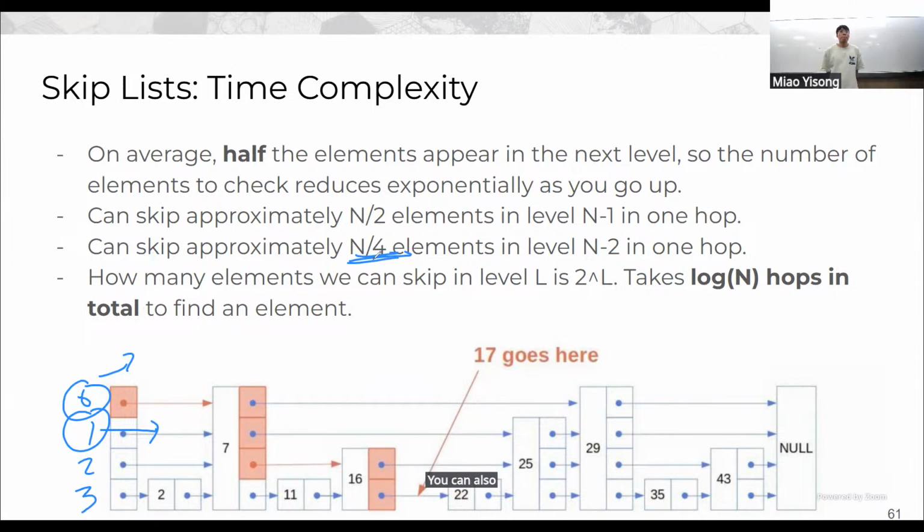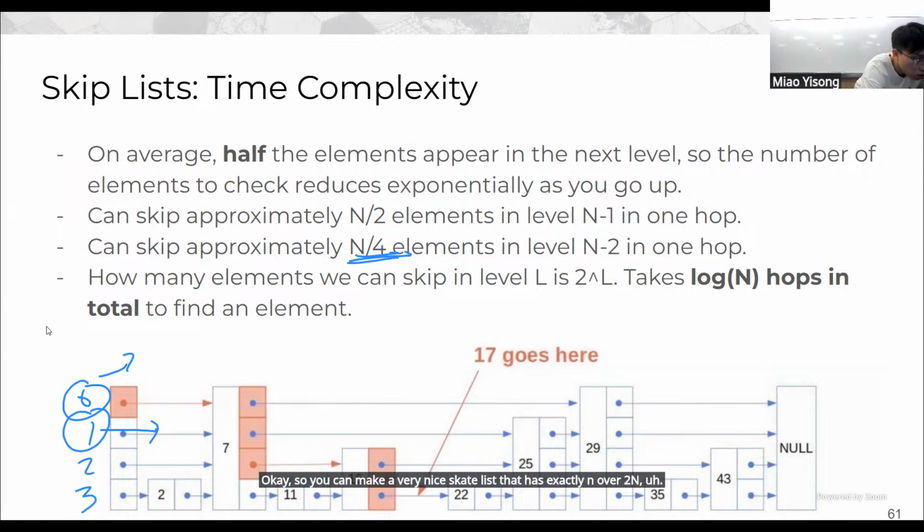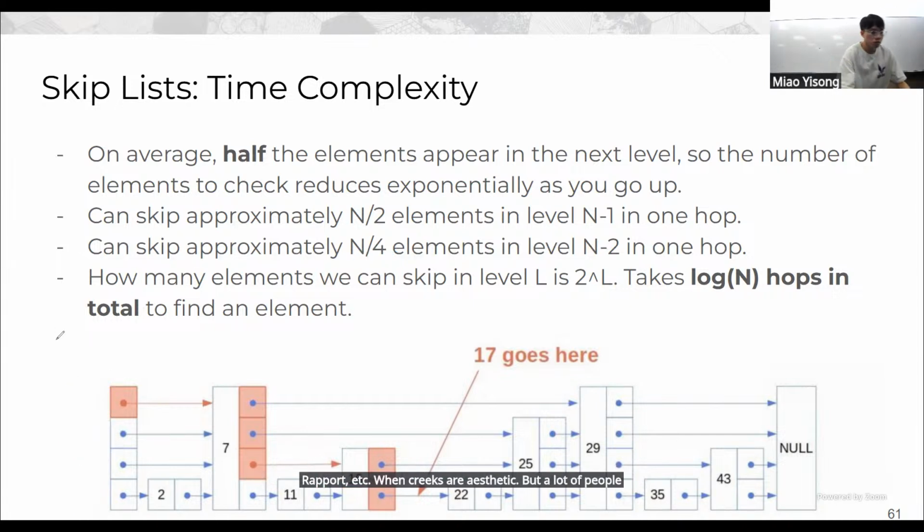You can also do this not with a linked list, but with an array. You can think how you could do it with an array data structure and jump powers of 2 down in elements until you reach a place which exceeds the key number that you're looking for, and then reverse the decision. A lot of these algorithms work really nicely when the data is static. So you can make a very nice skip list that has exactly n over 2, n over 4, etc. when things are static. What a lot of people care about is when the list is dynamic, right?